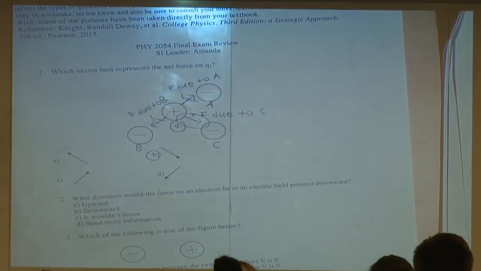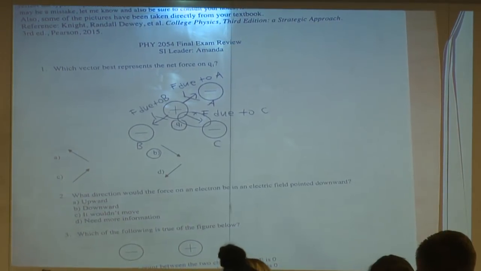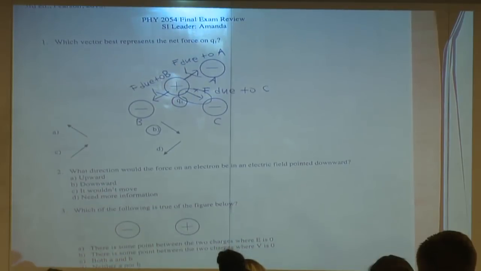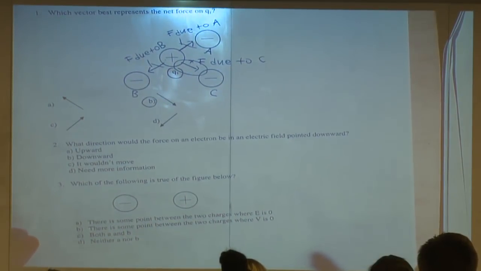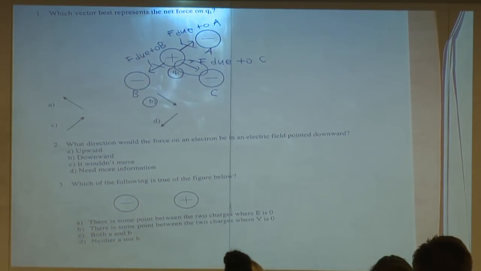Pretty good? Okay. So now we're going to go to number 2. I'll move it up a little bit. Okay, so it says, what direction would the force on an electron be in an electric field pointed downwards? So let's see if we remember what electric field is. I know it's been a long time.